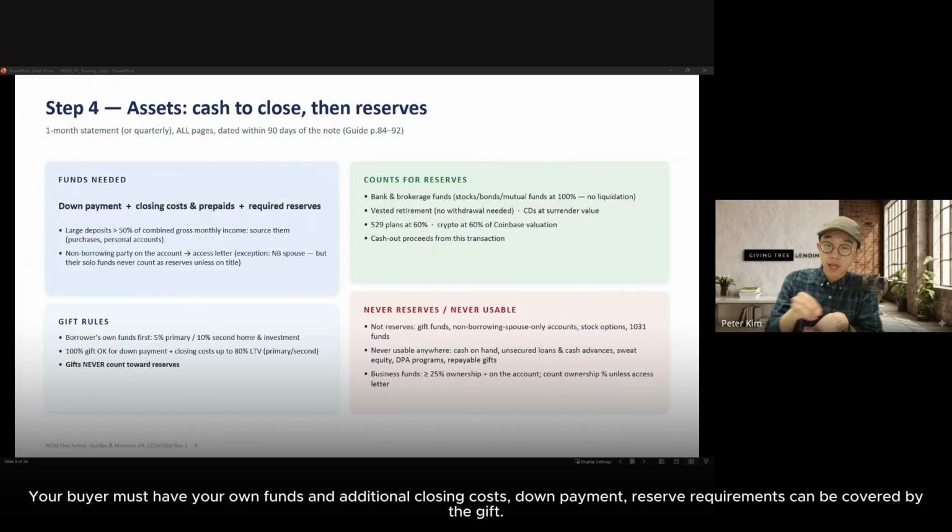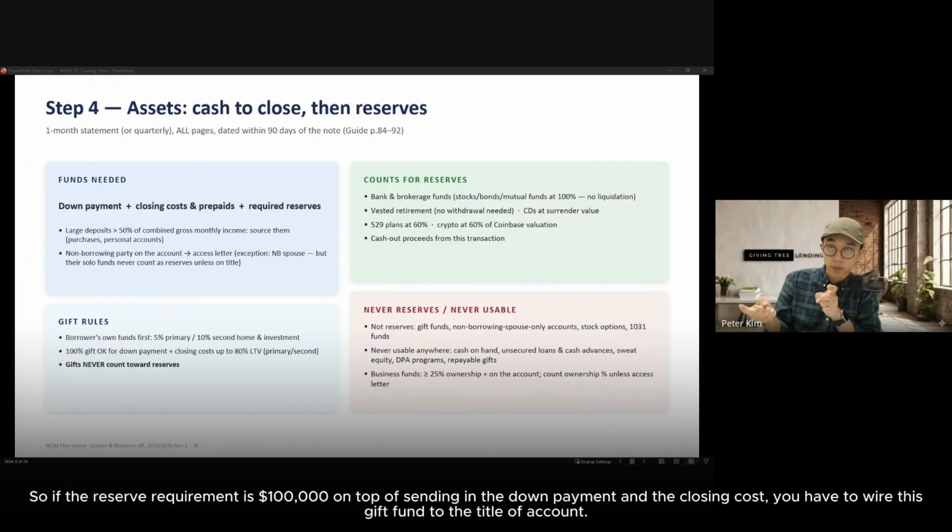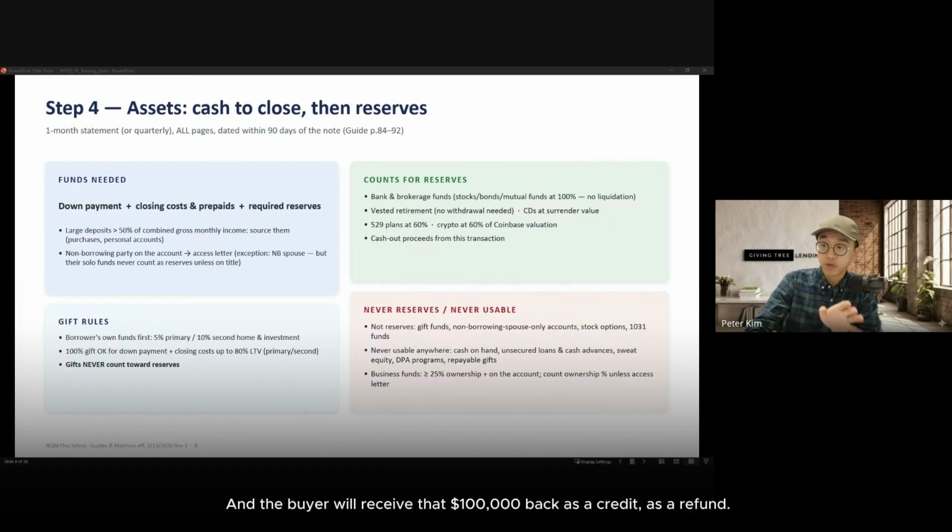Your buyer must have their own funds, and additional closing costs, down payment, and reserve requirement can be covered by the gift. And this gift must be wired into the title account. So if the reserve requirement is $100,000, on top of sending in the down payment and the closing cost, you have to wire this gift fund to the title account. And the buyer will receive that $100,000 back as a credit, as a refund. Make sure you deliver this information when you qualify the client.